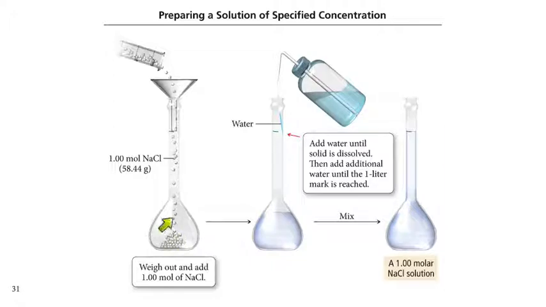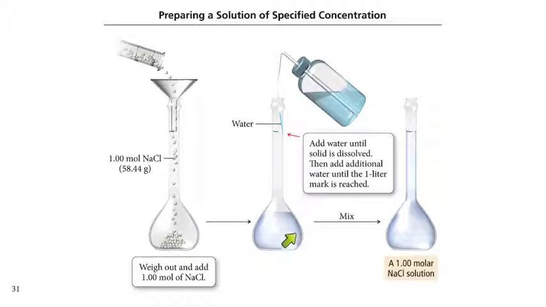So this is what's called a volumetric flask. It is a precise piece of glassware for measuring a specific volume. It's not graduated. It only measures one volume. So this particular one is a 1 liter flask. So if we want to make a 1 molar solution of sodium chloride, we have to figure out what a mole of sodium chloride would weigh, 58.44 grams. And so we'll weigh that out on the balance, and we'll get that into the volumetric flask.